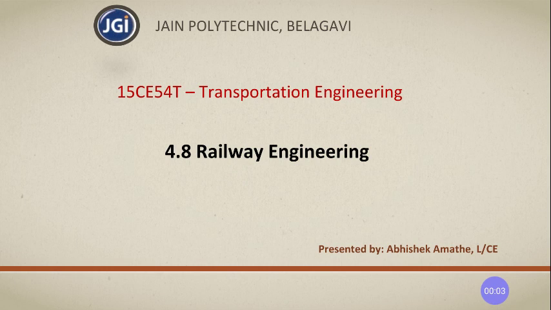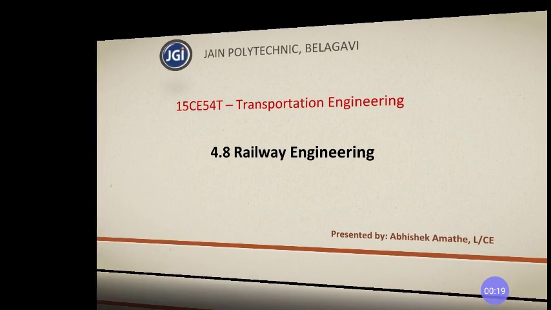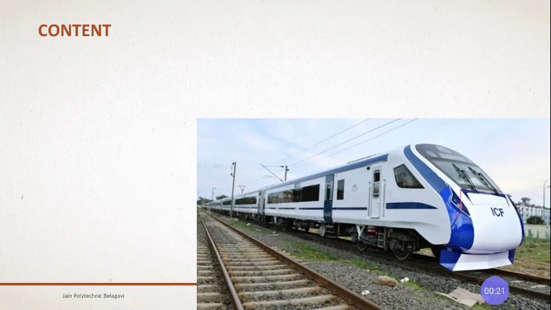Hello, welcome to the 8th lecture of railway engineering. We saw about the rails in the previous two classes, and we saw about the sleepers. Today we are going to see about the ballast, the last component of the permanent way. So today we are going to study about ballast.